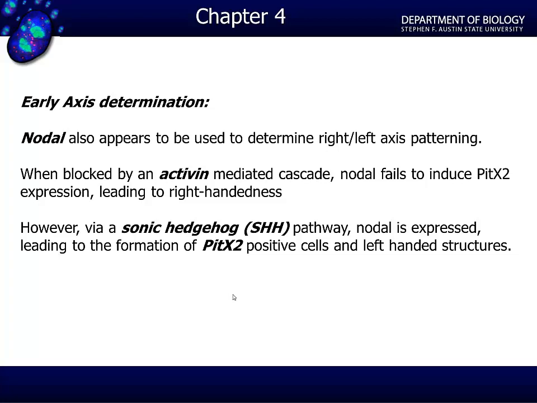Whereas nodal and the nodal pathway is going to come via sonic hedgehog. This is a potent transcription factor. So sonic hedgehog is going to lead to nodal expression, and these are like dominoes falling. And nodal expression leads to the formation of PITX2. PITX2 appears to be the factor that will signify these structures are going to be left-handed structures. They're structures on the left side of the primitive streak in the axis.